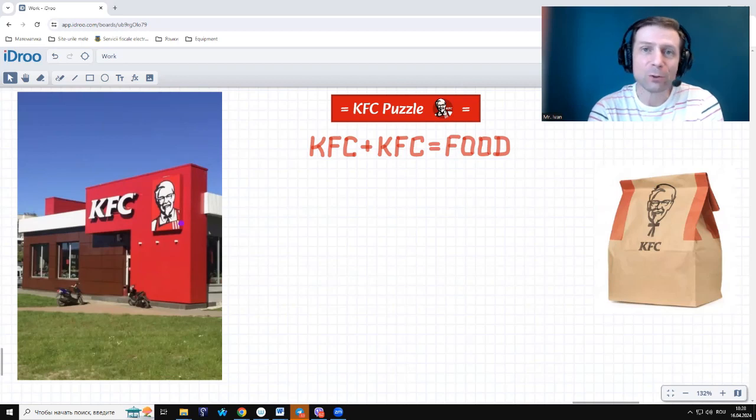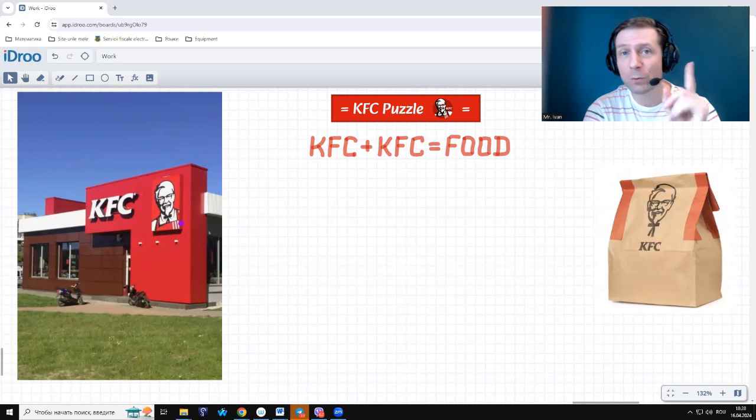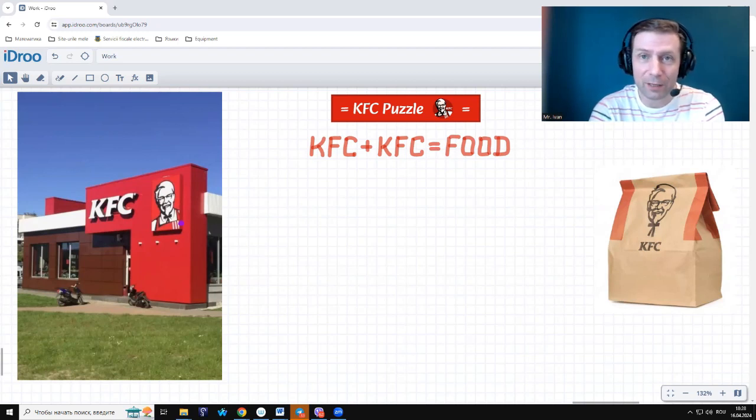I didn't know if you like KFC and fast food in general or not, but there is one quite nice math puzzle. And it's just like what you see: KFC plus KFC equals FOOD. Well, again, the rules are the same as we had already with the previous puzzles.